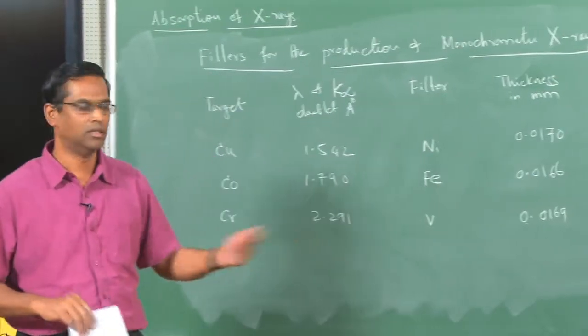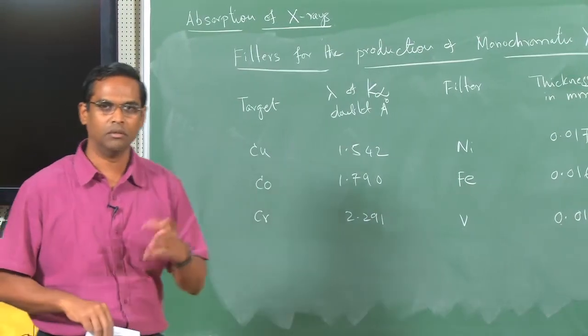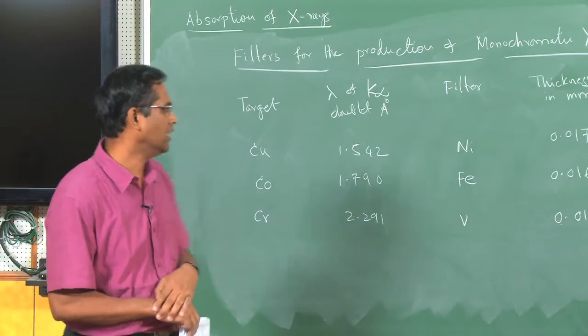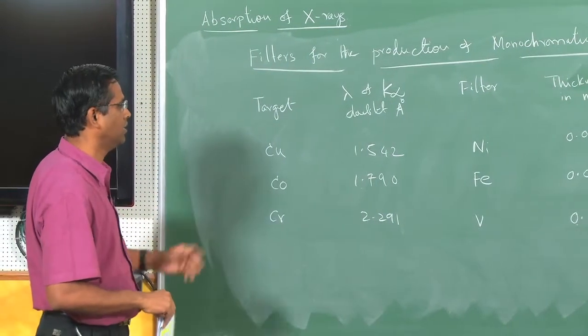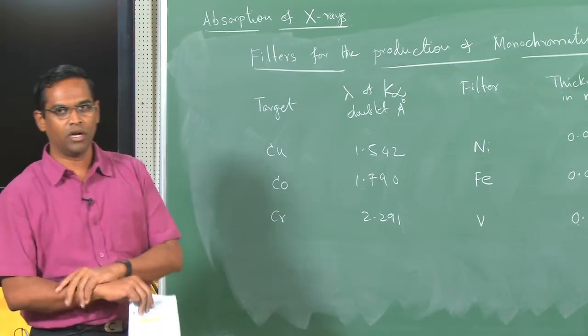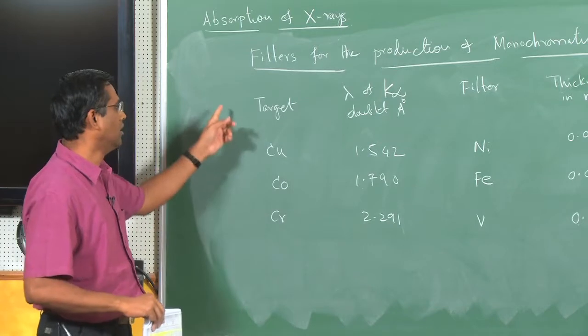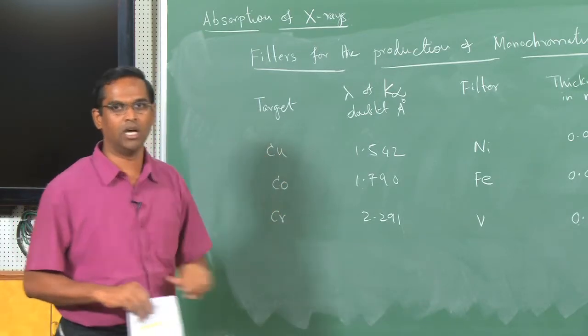Some of these large tables are available in some of the standard handbooks as well as data books. So, one can always refer to these to select the appropriate filter for obtaining monochromatic X-rays for a given target material.